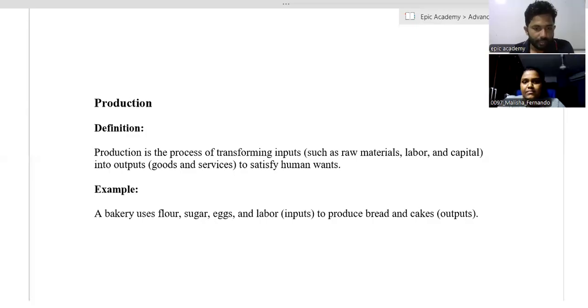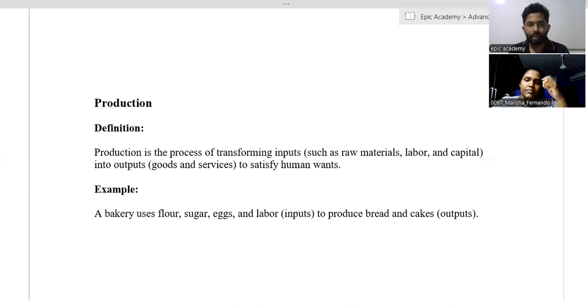Okay. Let's discuss production. Production and the production process. Here, we are going to consider production and the main elements related to the production process. First of all, you have to identify that production is a process. It is not one activity. Process means a collection of different types of activities. We call it a process.